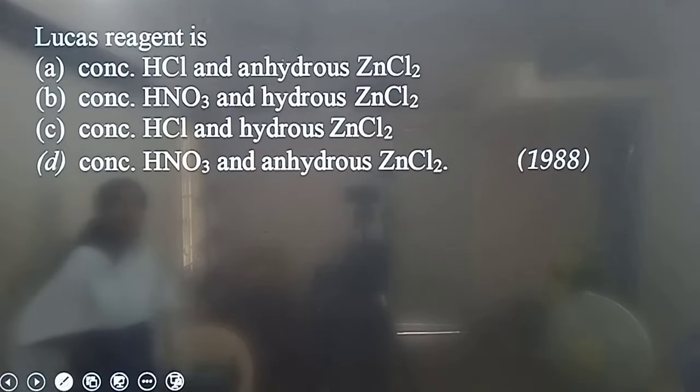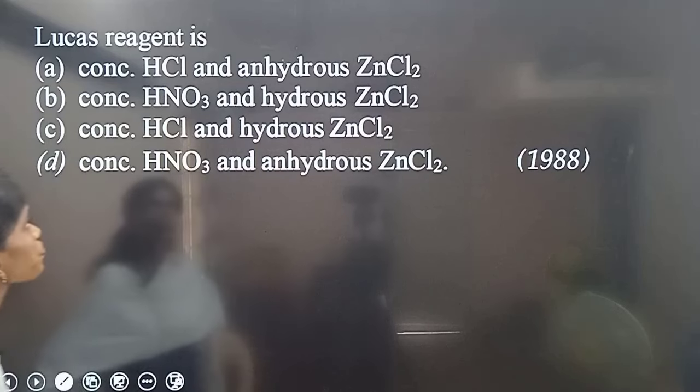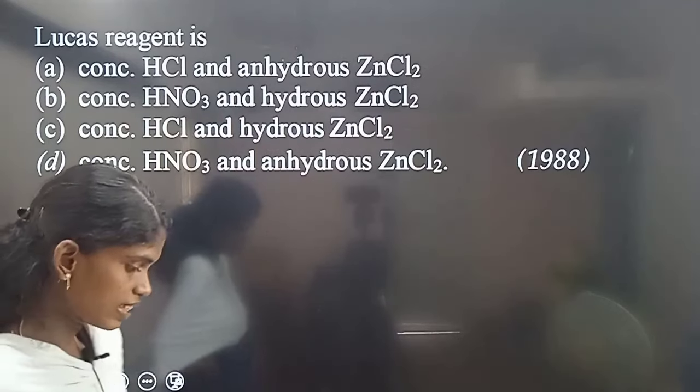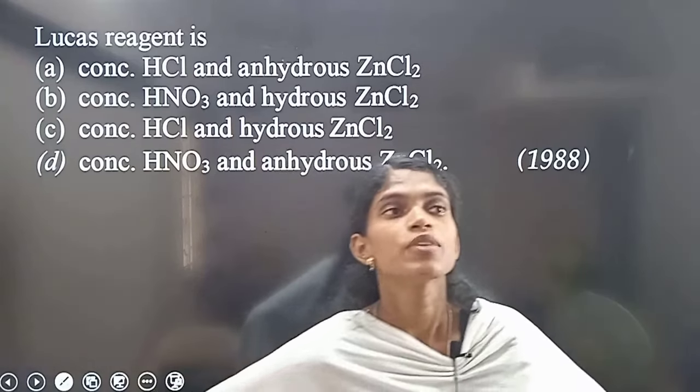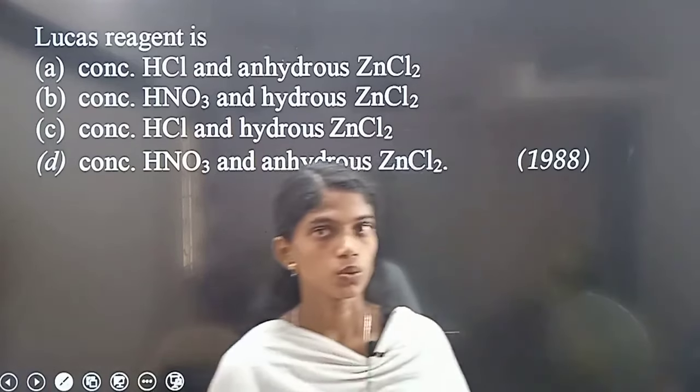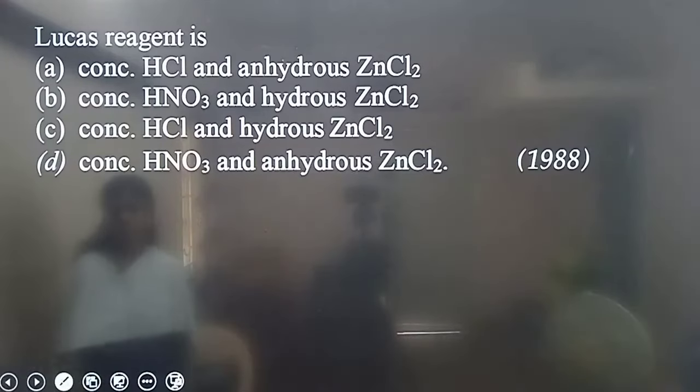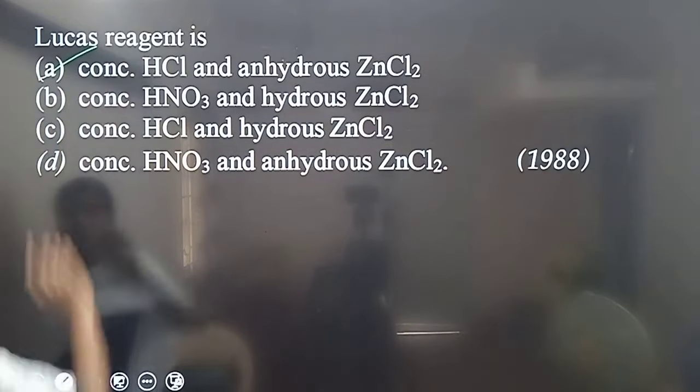Okay. Lucas reagent is... conc. HCl and anhydrous ZnCl2, conc. HNO3 and hydrous ZnCl2, conc. HCl and hydrous ZnCl2, conc. HNO3 and anhydrous ZnCl2. Now concentrated HCl and ZnCl2 are given, but hydrous and anhydrous are stated. So it is anhydrous ZnCl2, you know that. So option A is the right answer.